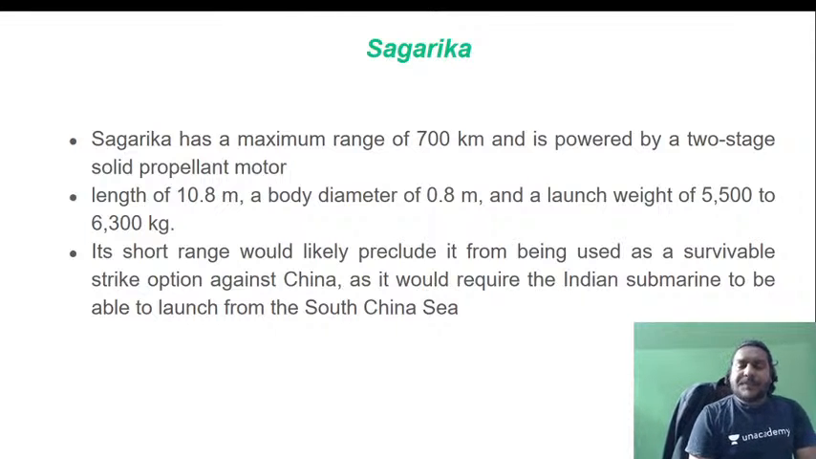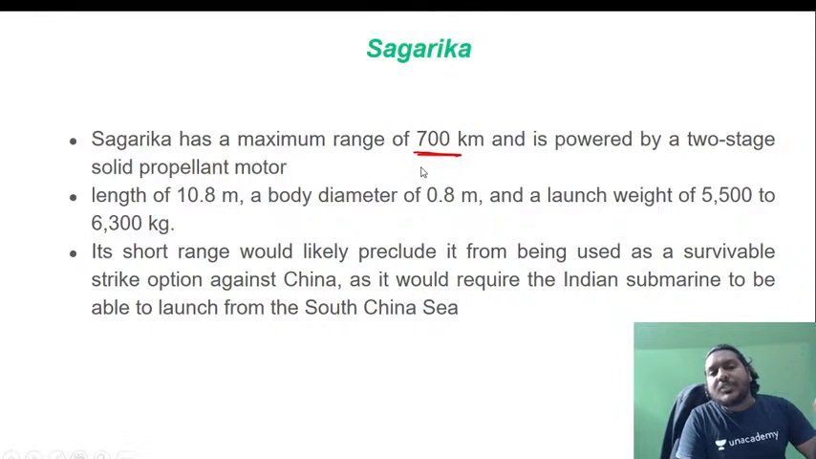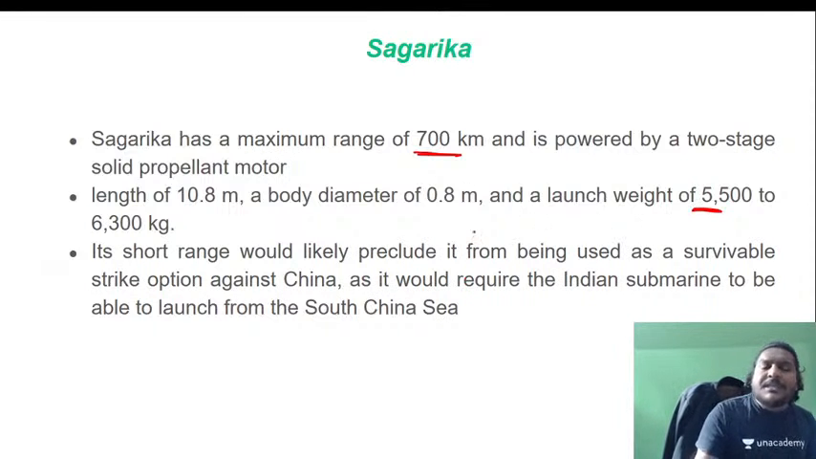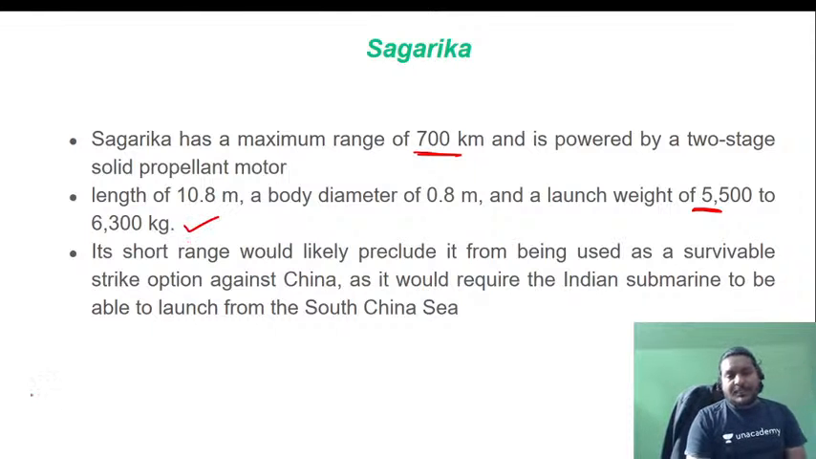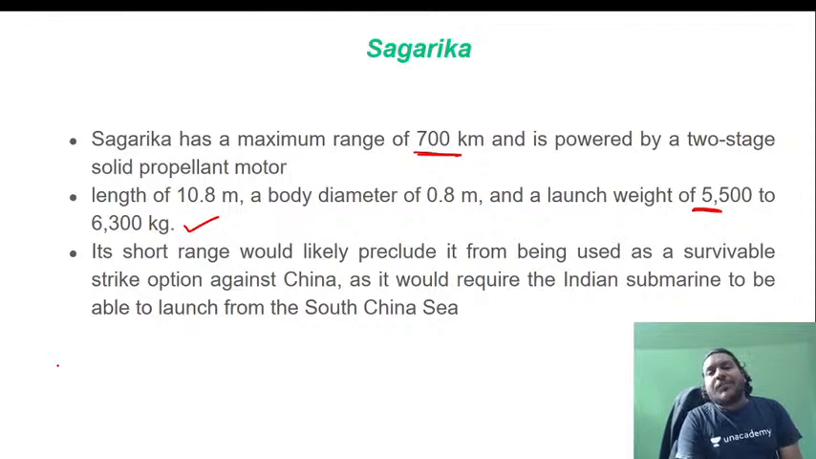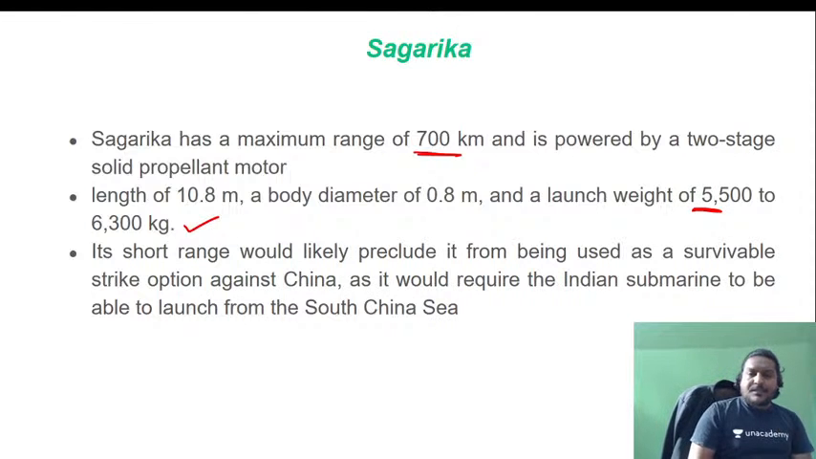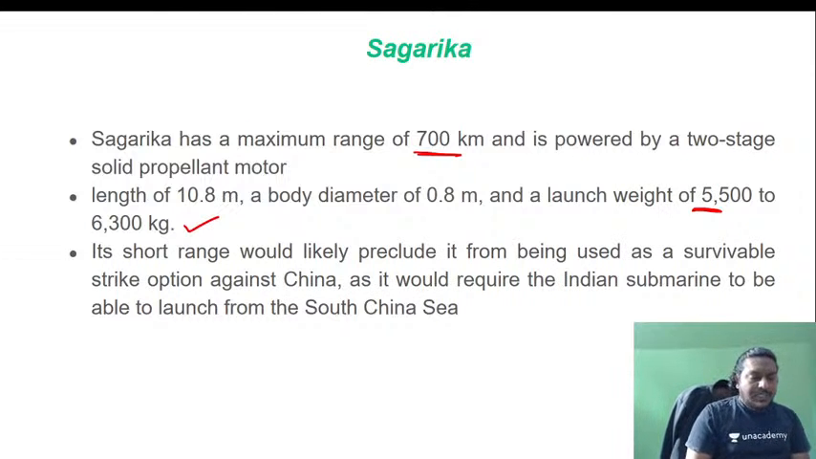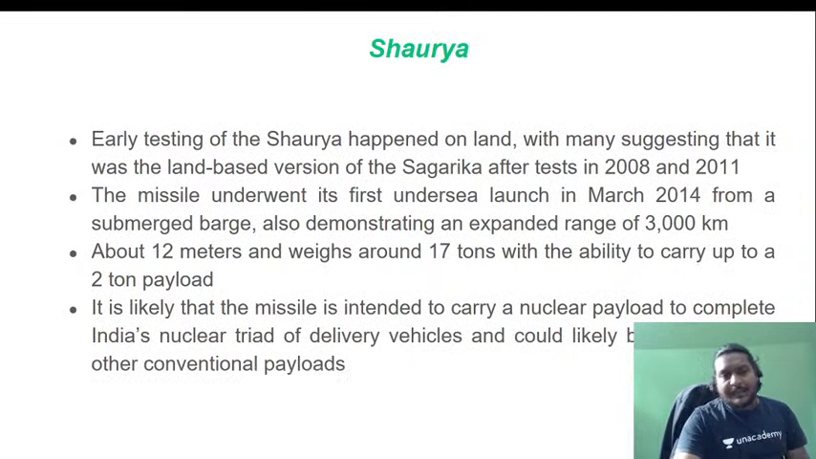So Sagarika has a range of 700 kilometers. It has a two-stage solid propulsion. It can have a launch weight of 5,500 kg to 6,300 kg. Its short range would make it very important that we would be able to hit China. We'll be able to hit China much more easily if we are launching from the South China Sea. Understood? That is the importance of Sagarika.